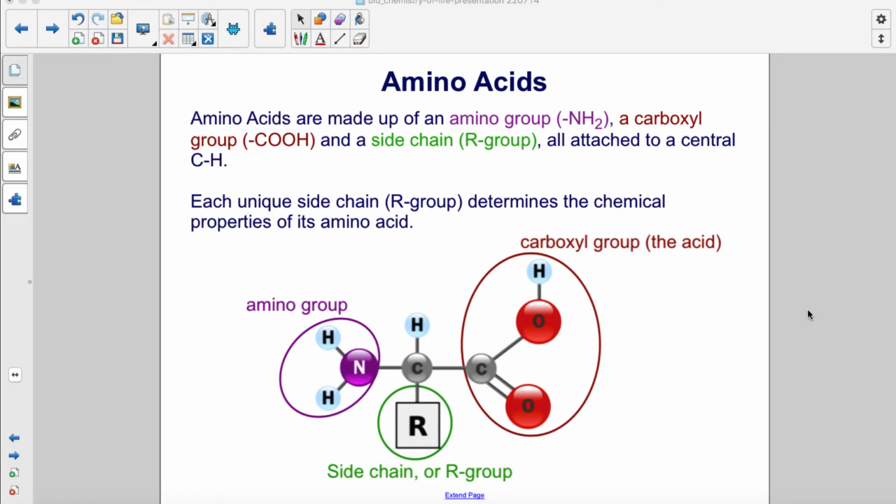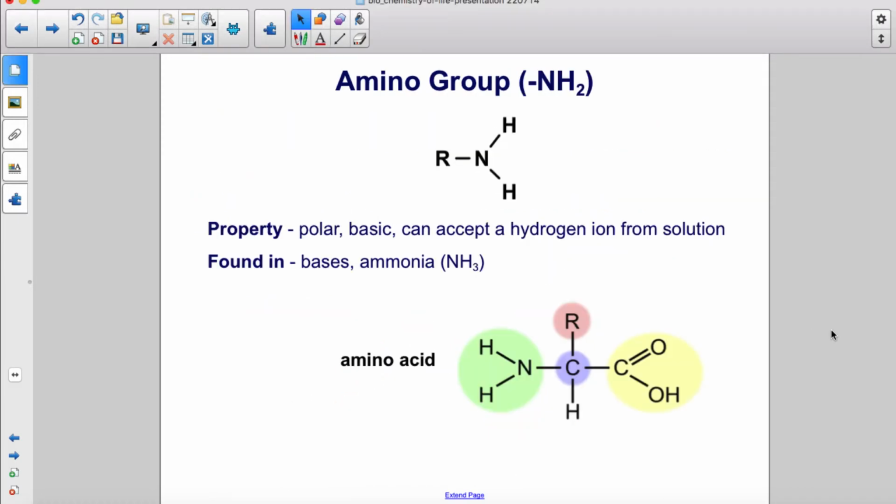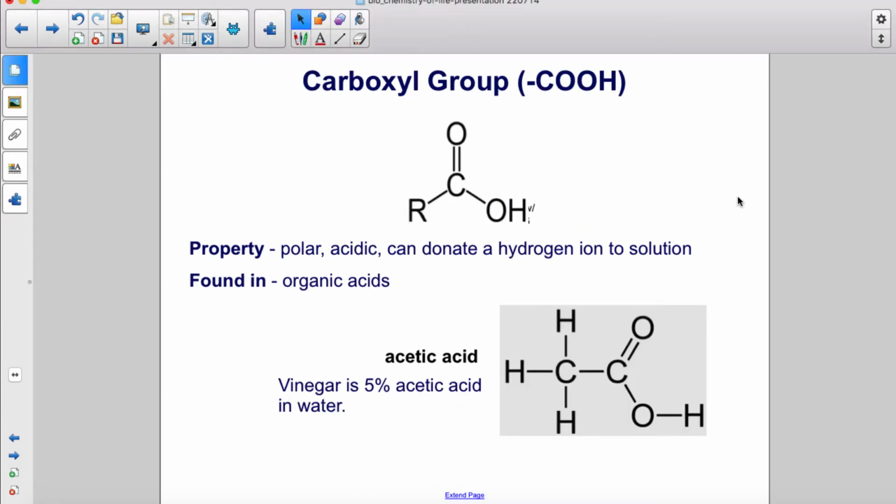Amino acids are made up of an amino group, a carboxyl group, and a side chain, all attached to a central CH. Each unique side chain determines the chemical properties of its amino acid. An amino group is polar, basic, and can accept a hydrogen ion from solution. It's found in bases and ammonia. A carboxyl group is polar, acidic, and can donate a hydrogen ion to solution. It's found in organic acids, like acetic acid.